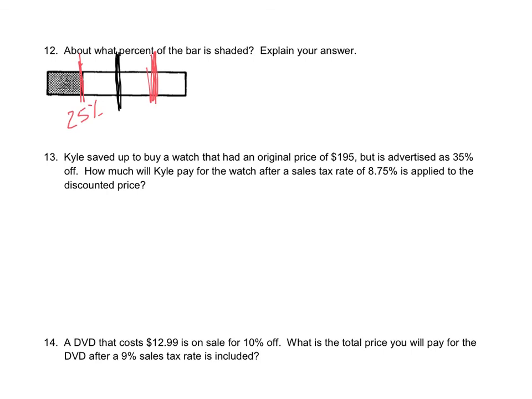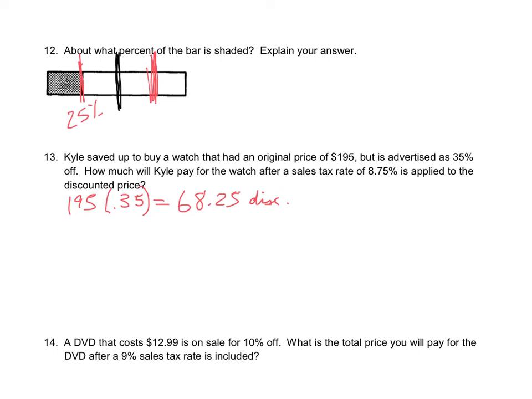All right, number 13. Kyle saved up to buy a watch that had an original price of $195, but is advertised as 35% off. How much will Kyle pay for the watch after a sales tax rate of 8.75% is applied to the discount price? Okay, so we're going to have our $195, and we're going to multiply that times 0.35. This is going to tell us how much he saved. Okay, so we know when doing that our discount is $68.25. So that's the discount, okay? That's how much he's saving.